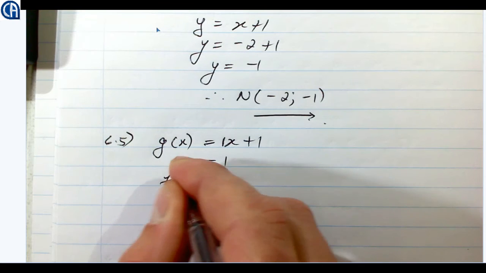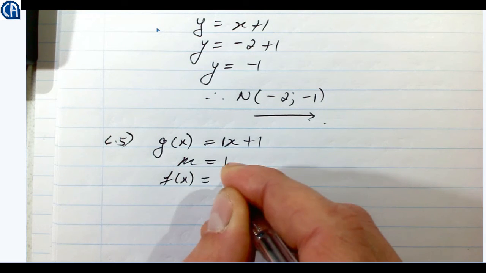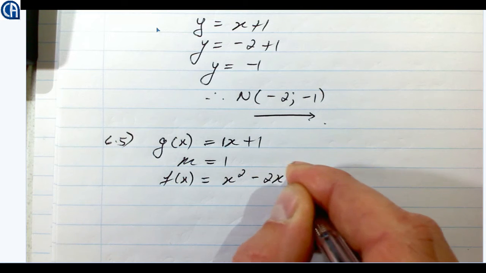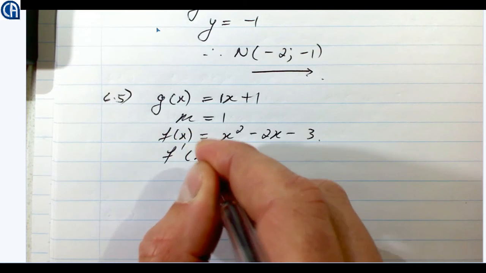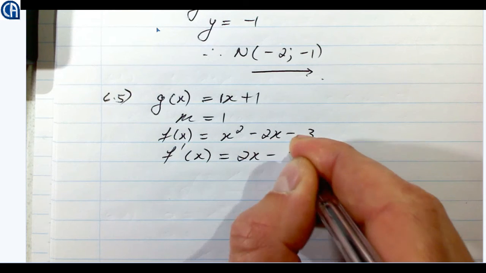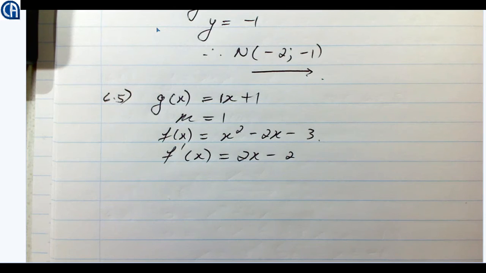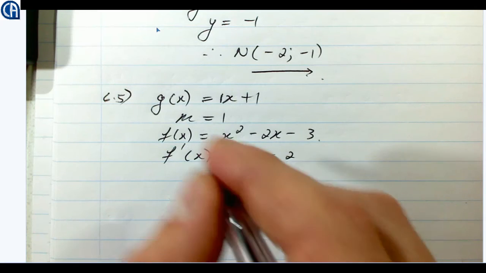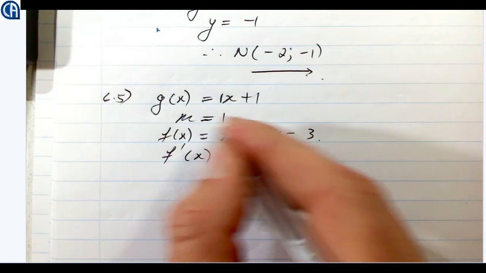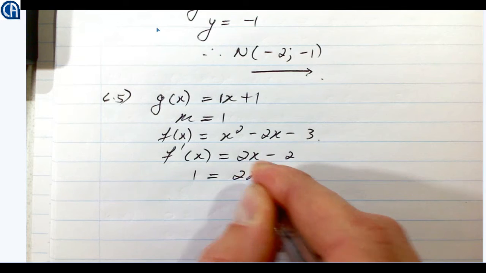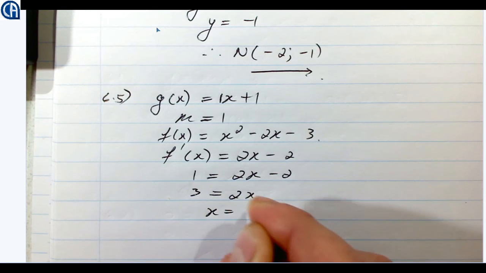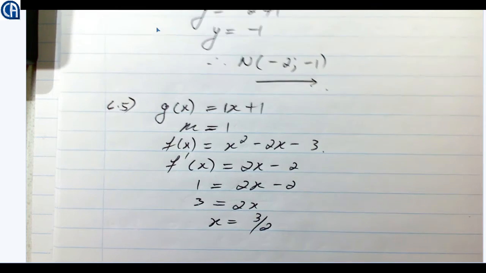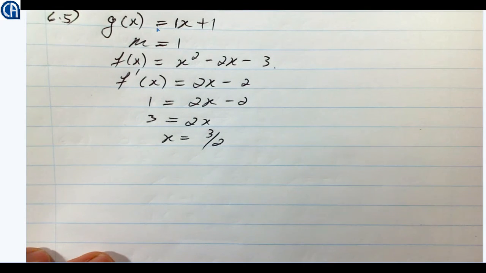So f of x is equal to x squared minus 2x minus 3. So the gradient of f is the derivative, which is 2x minus 2. So parallel lines have equal gradients. So this gradient should equal the other gradient. So that will give me 2x minus 2 equals 1, so x equals 3 over 2. So the x coordinate at the point of contact is 3 over 2.